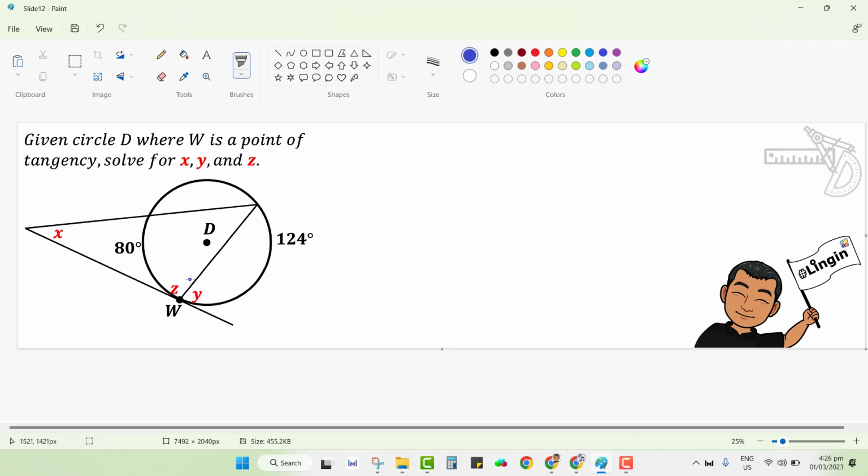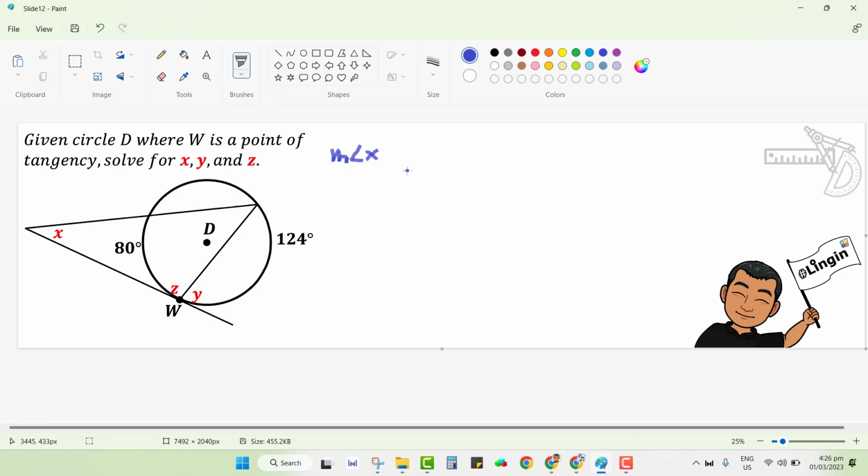Y is an angle formed by the same tangent segment and a chord here. And Z is also an angle formed by that given tangent segment and the same chord that makes the angle Y. So let's start with solving the value of the measurement for angle X.